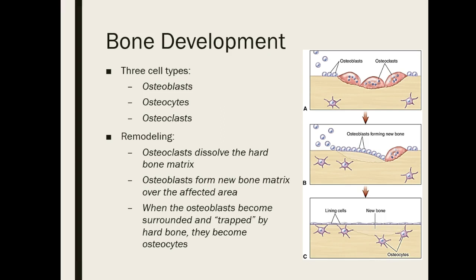So again, the osteoclast is going to dissolve the hard bone matrix. So that's just creating an opening so that the osteoblast can get in there and form a new bone matrix over the affected area, and then those osteoblasts harden and become osteocytes, which are the bone cells.